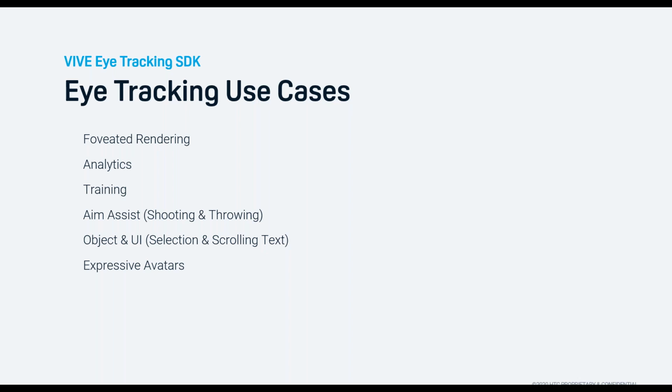And for games and game content, eye tracking is going to be useful for aim assist, whether you're shooting or throwing an object. You're generally looking where you're going to be targeting. Similarly, object and UI selection can be helpful with eye tracking, making it easier to pick objects just by looking at them, or scrolling text or menus by looking at the edge, the bottom of the screen or the side to scroll smoothly. And finally, a great use case is expressive avatars. This really helps bring avatars to life in VR. You can really have animated eyes, which makes it much more expressive.